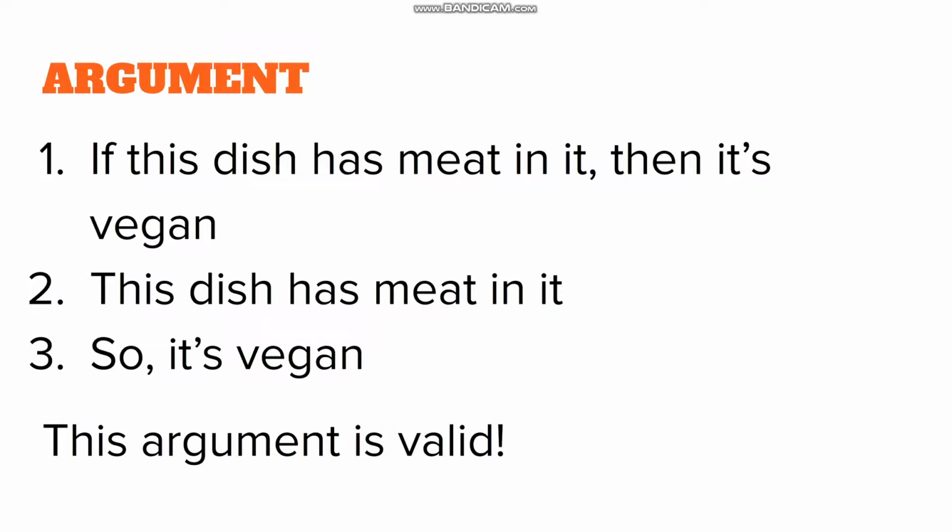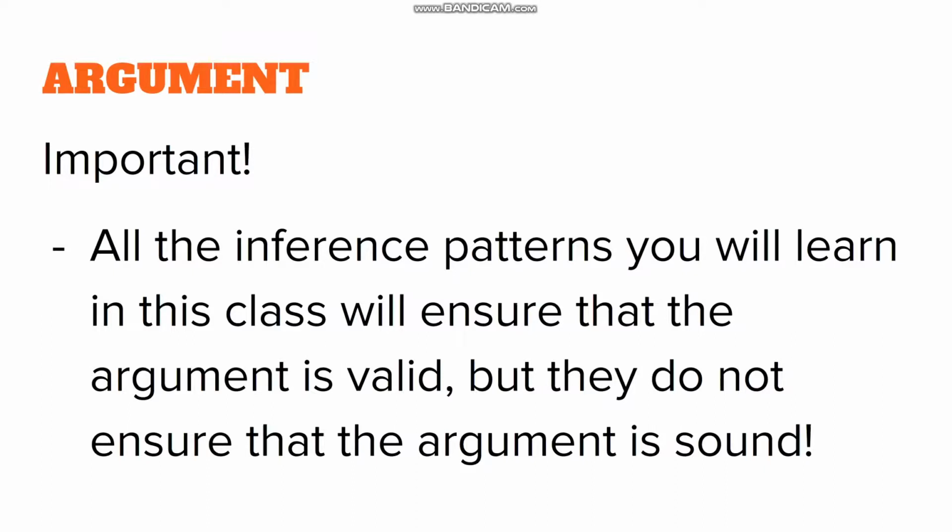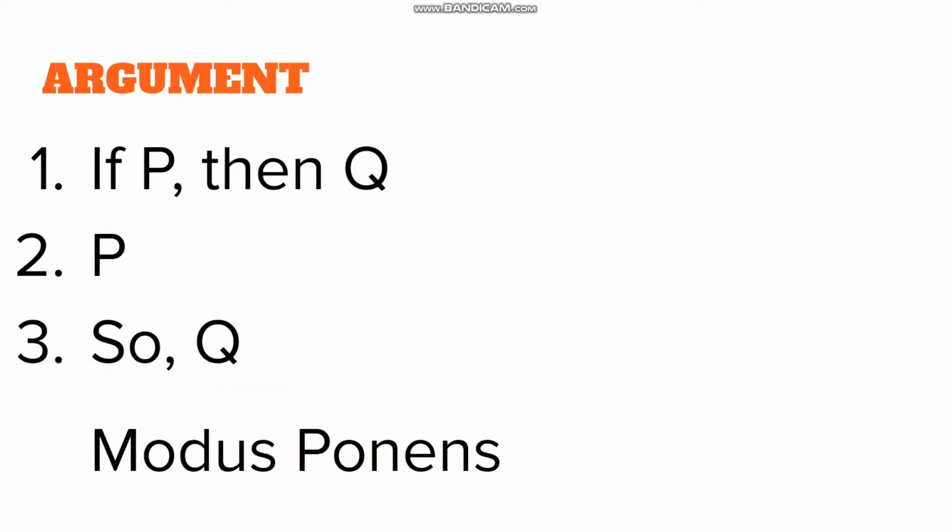And this brings me to a next important point. All the inference patterns you will learn in this class will ensure that your argument is valid, but they do not ensure that the argument is sound. An inference pattern is supposed to be formal, and we had just looked at the form of the modus ponens. Premise 1, if P then Q. Premise 2, P, conclusion, therefore Q.